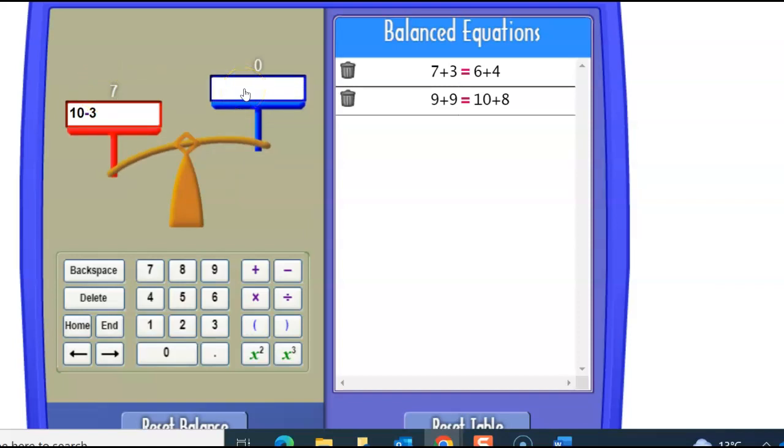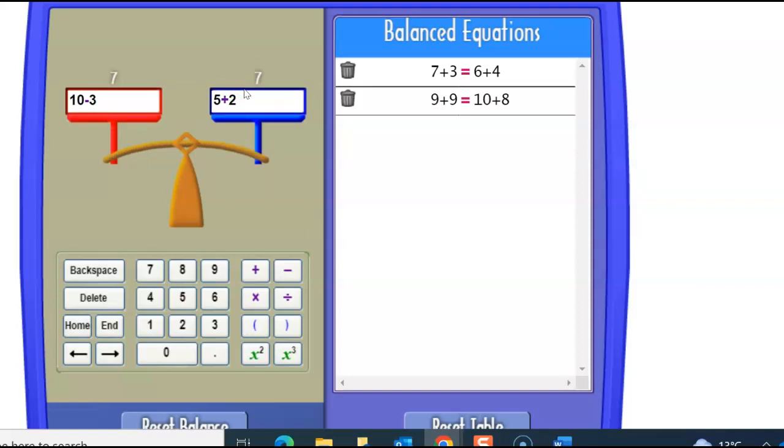And on the other side, I have 5 plus, well, goodness gracious, 10 minus 3 is 7. And on the other side, at the moment, I just have 5, but I want to get to 7. So what would happen if I add 2? It balances. 10 minus 3 is 7, and 5 plus 2 is 7. 7 equals 7. Great big check.